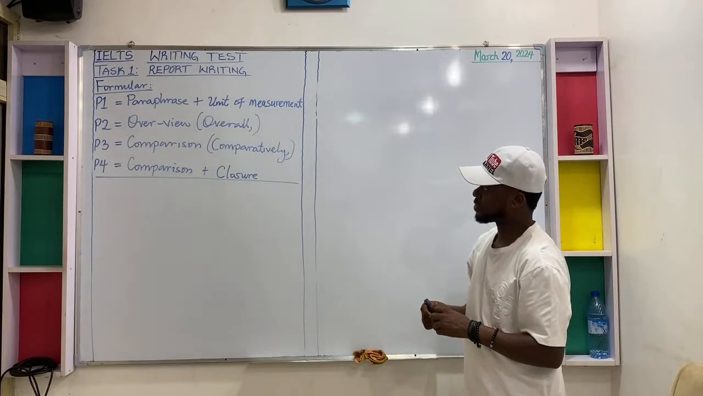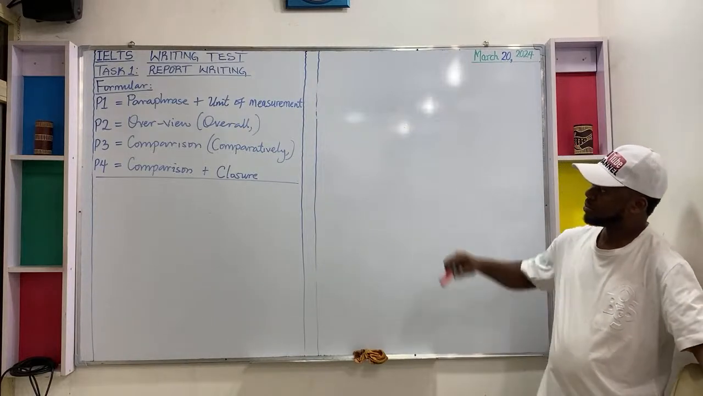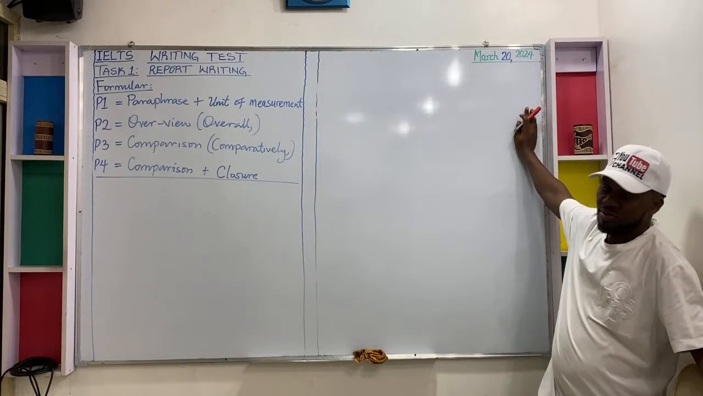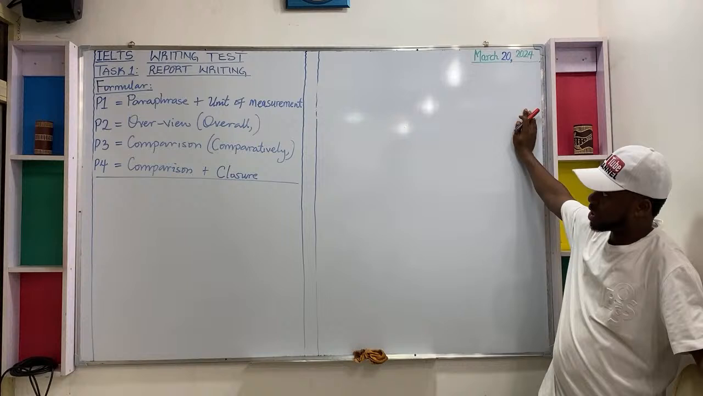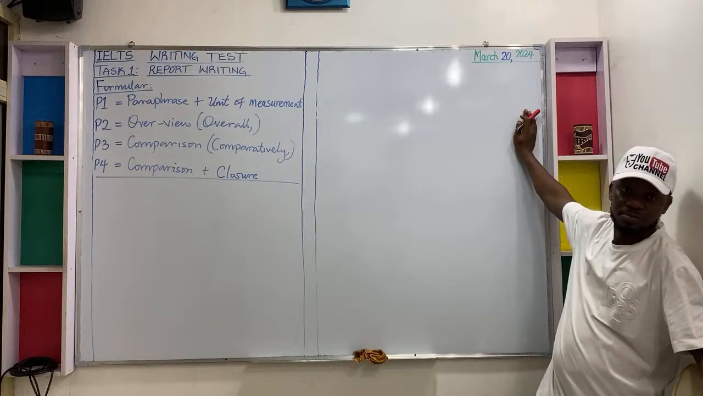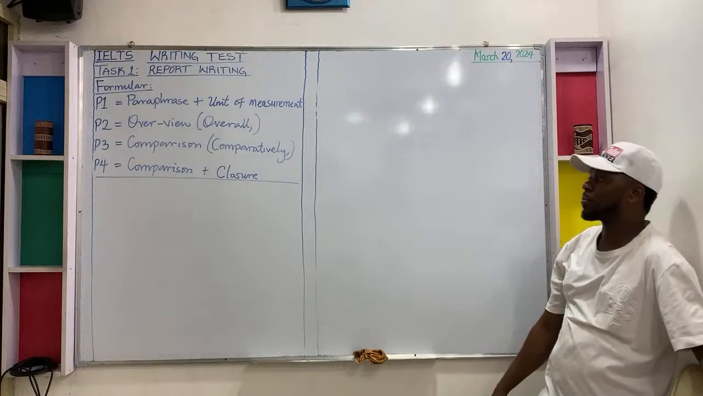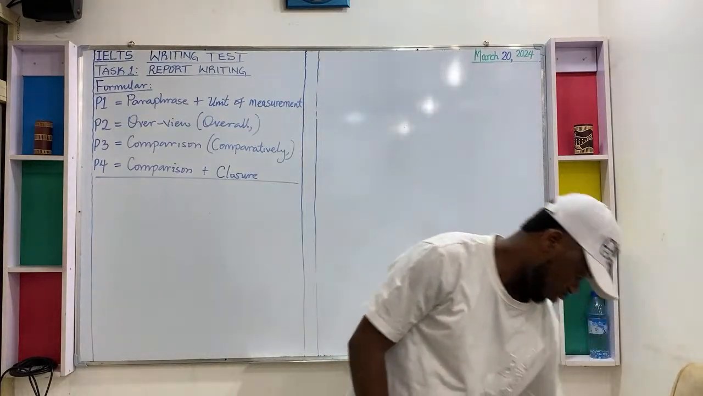Alright, so here is the formula for writing a report. Basically, you're meant to have four paragraphs when writing your report. The first paragraph has just two features, which are paraphrase and unit of measurement. The second paragraph is about overview. The third paragraph talks about comparison. Then lastly, the fourth paragraph requires you to have either your comparison or just a closure. Okay? So let's look at how to apply this formula when you are treating a report.